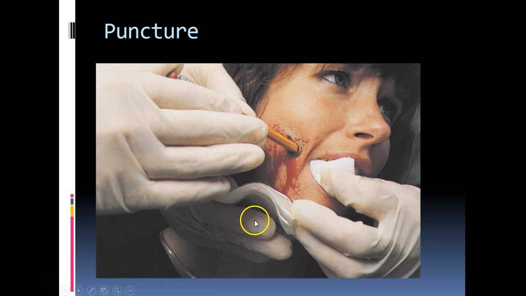You know, I tell the story that Dr. Gans was covering a javelin event, and a javelin went through someone's eye, clearly a puncture. So a puncture is something that pierces the skin. In this case, we have a pencil going through the cheek.